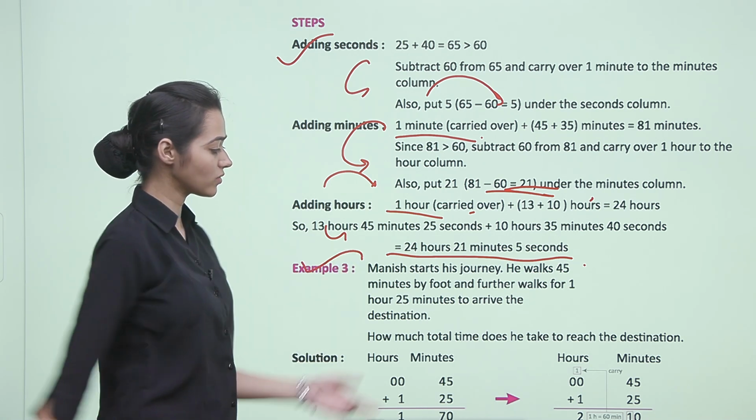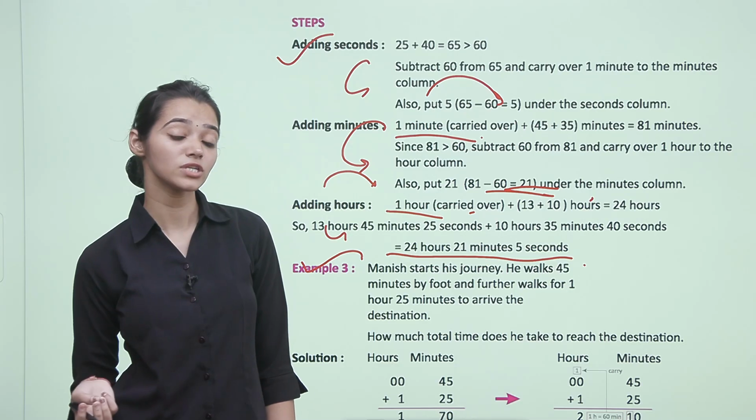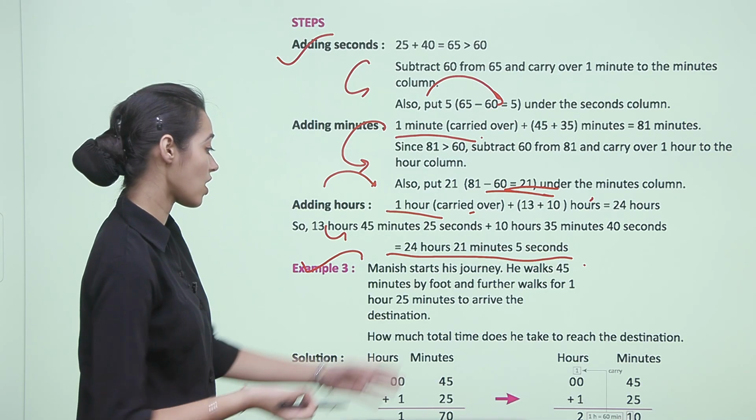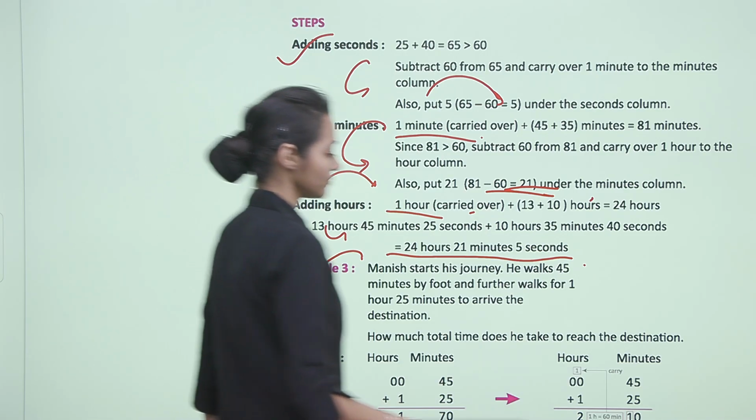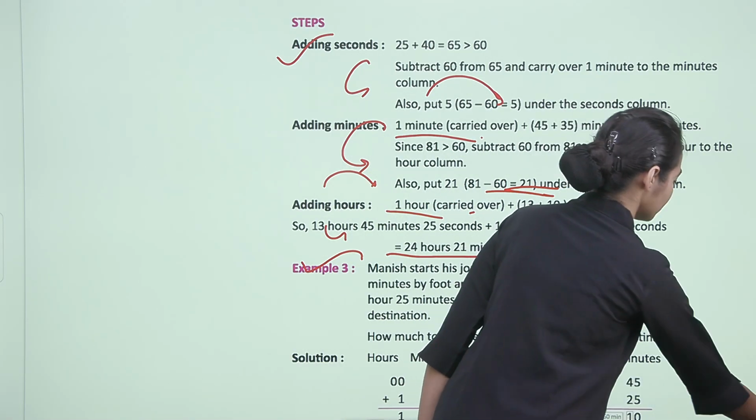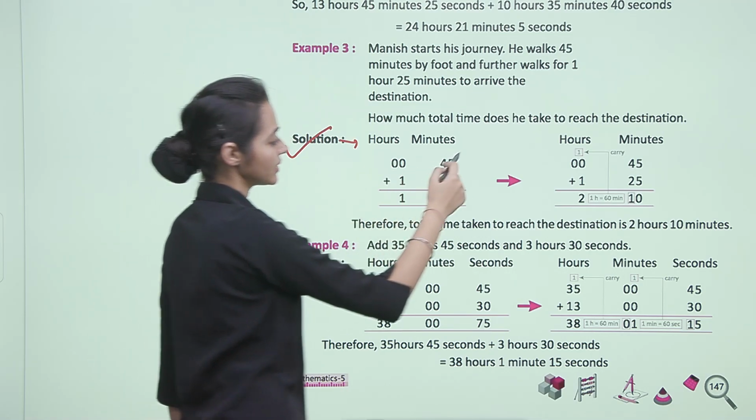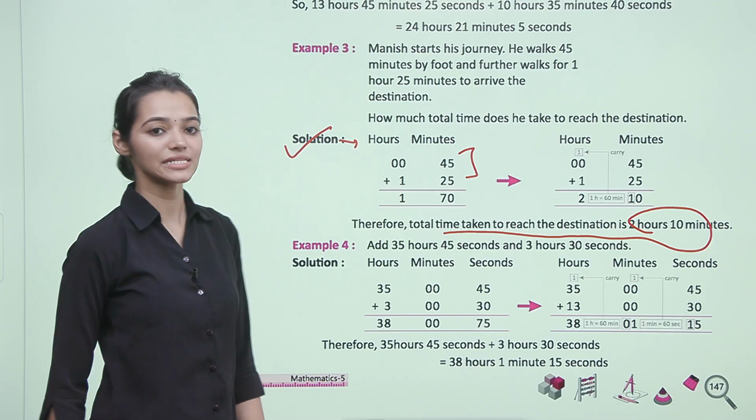Now in the next one, we are told that Manish started his journey. He walks for 45 minutes by foot and further walks for 1 hour 25 minutes to arrive at the destination. So how much time does he take to reach the destination? Here we will add the time in hours and minutes, and the total time taken by him to reach the destination is 2 hours 10 minutes.